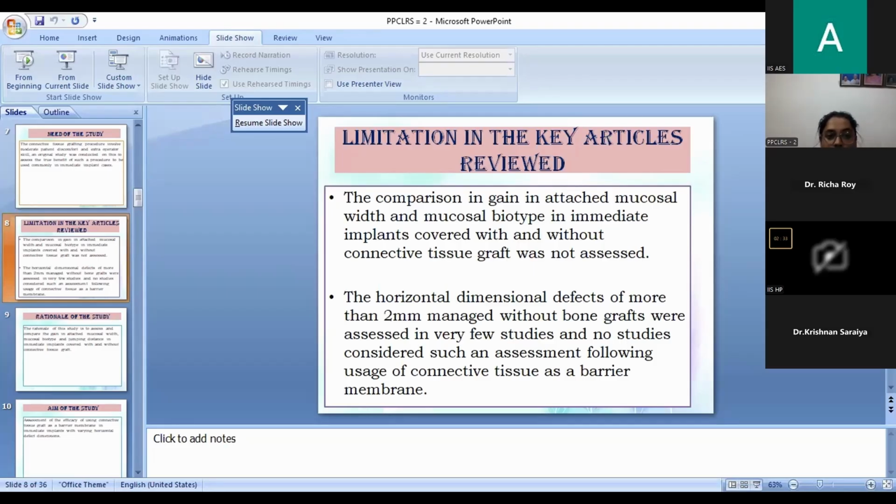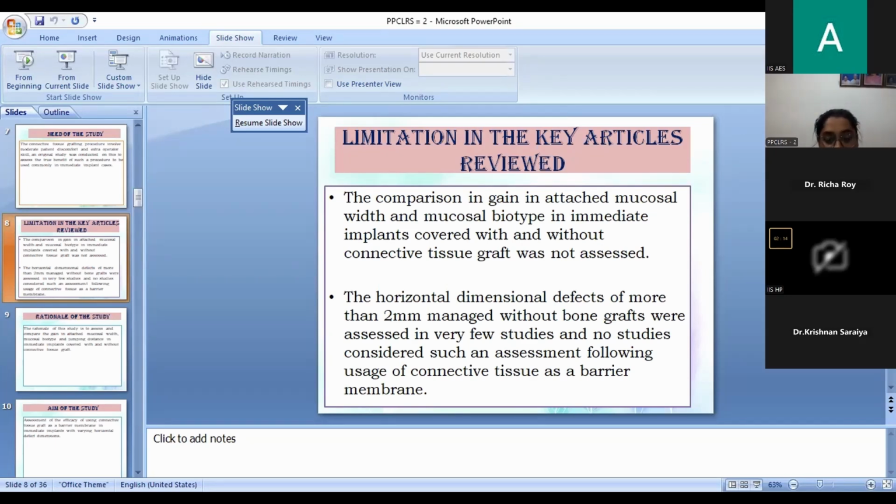After a 6 months follow-up, the horizontal defect dimensions were measured through CBCT for the bone loss, attached mucosal width, and thickness of the mucosa overlying the implant was measured. Percentage of mucosal coverage was also assessed. And intercomparison of groups A1, A2, B1, and B2 was done.